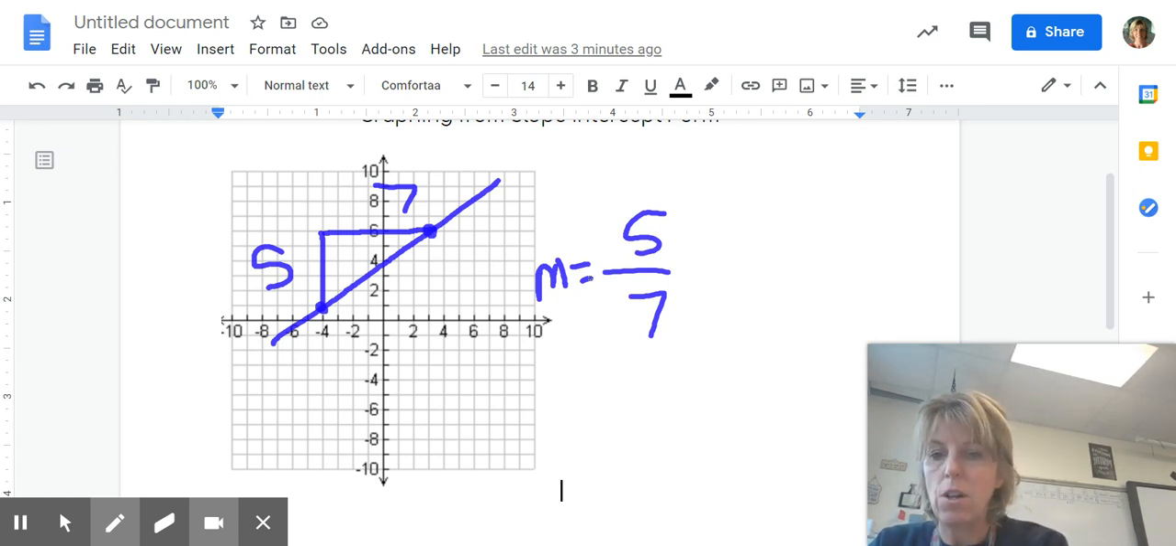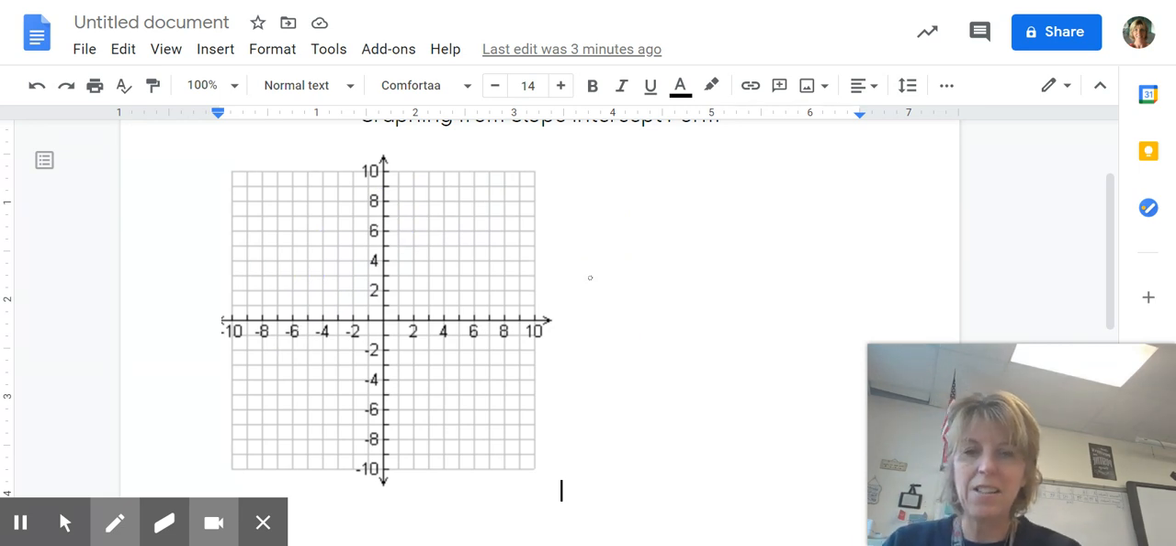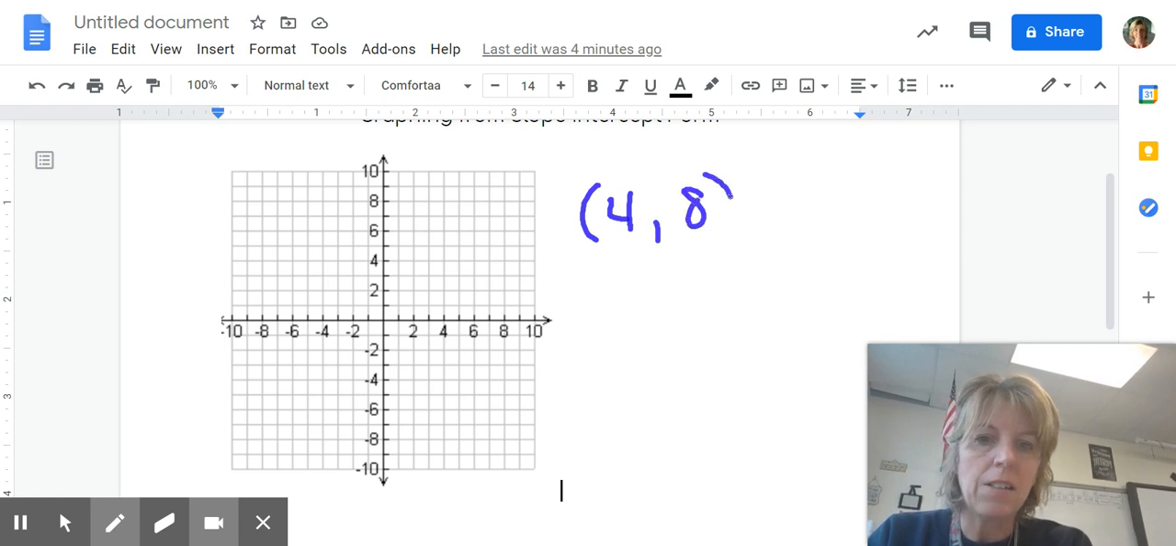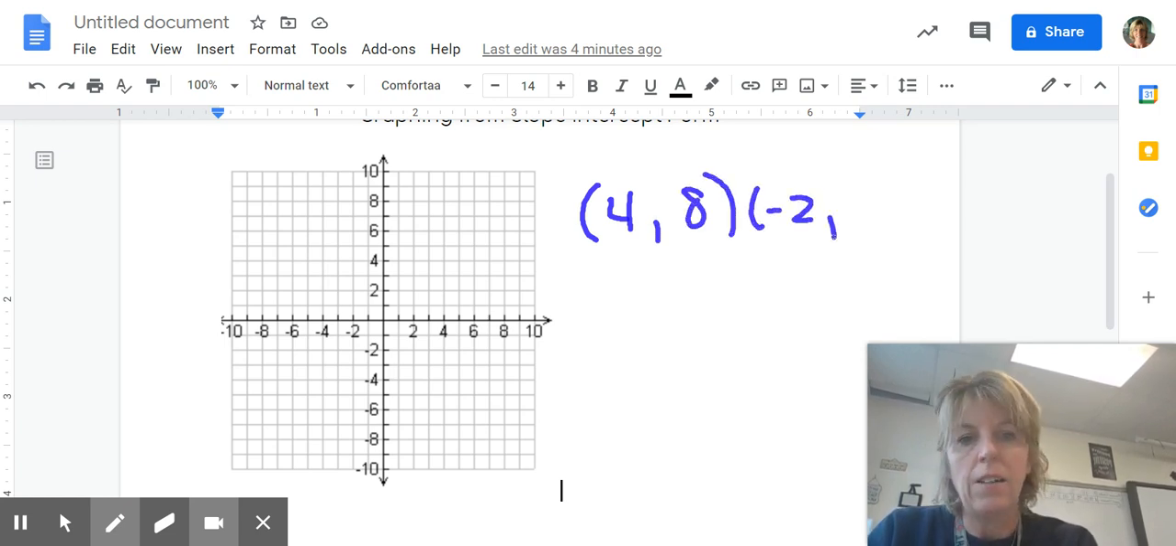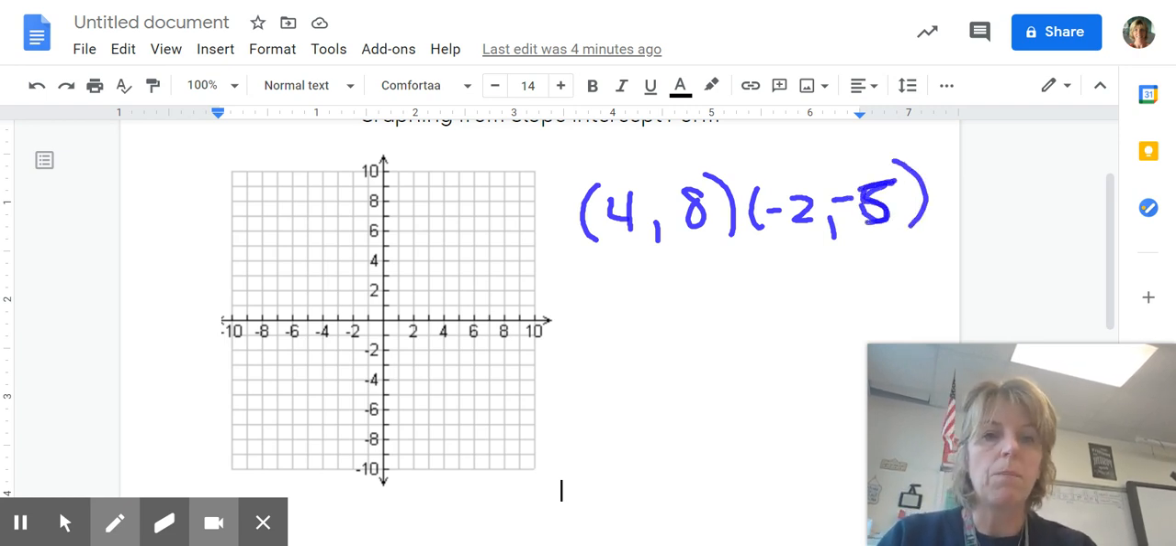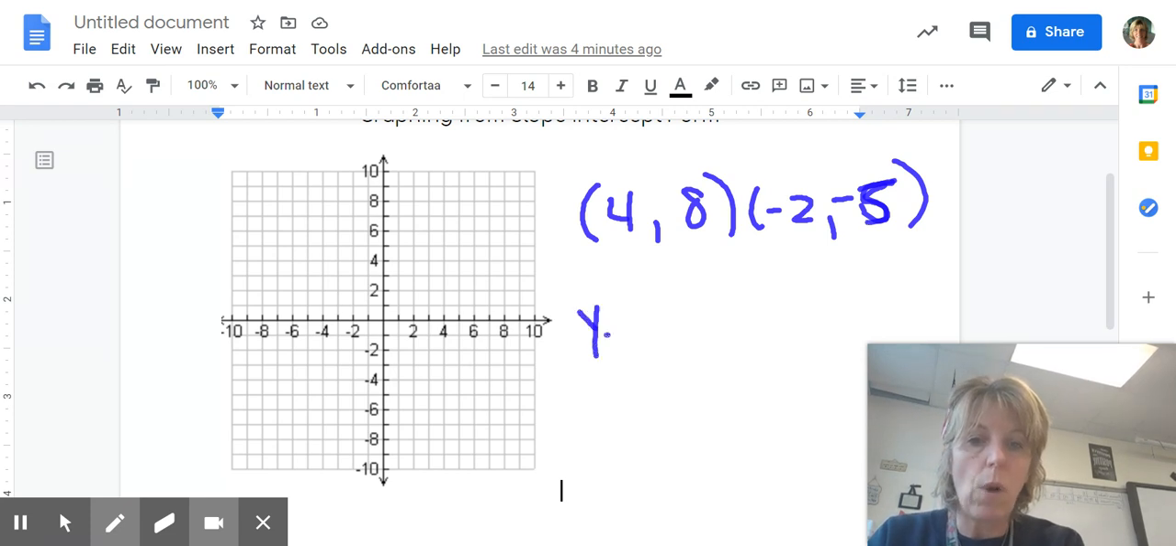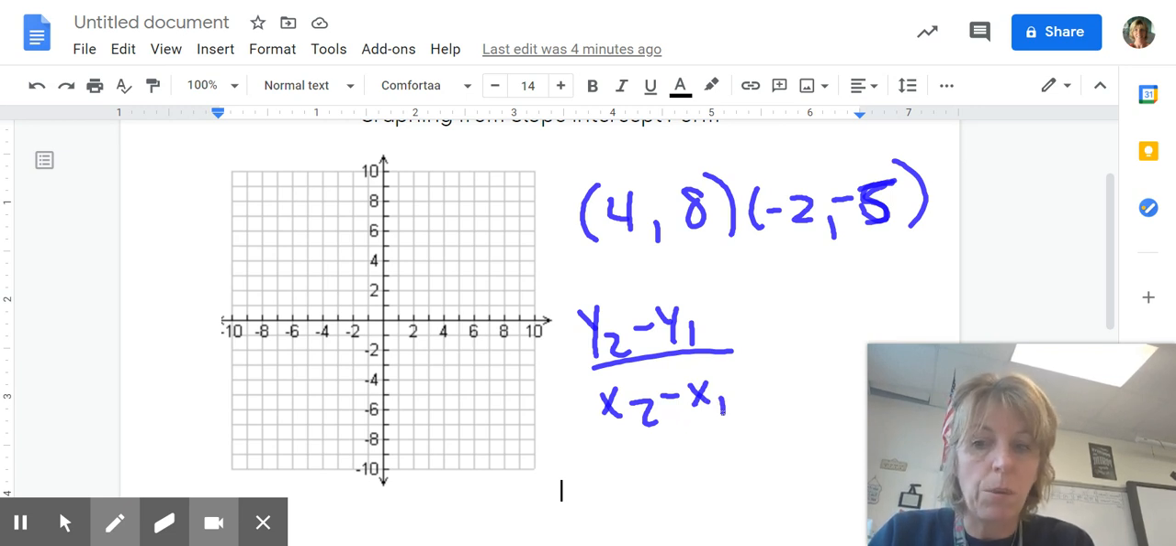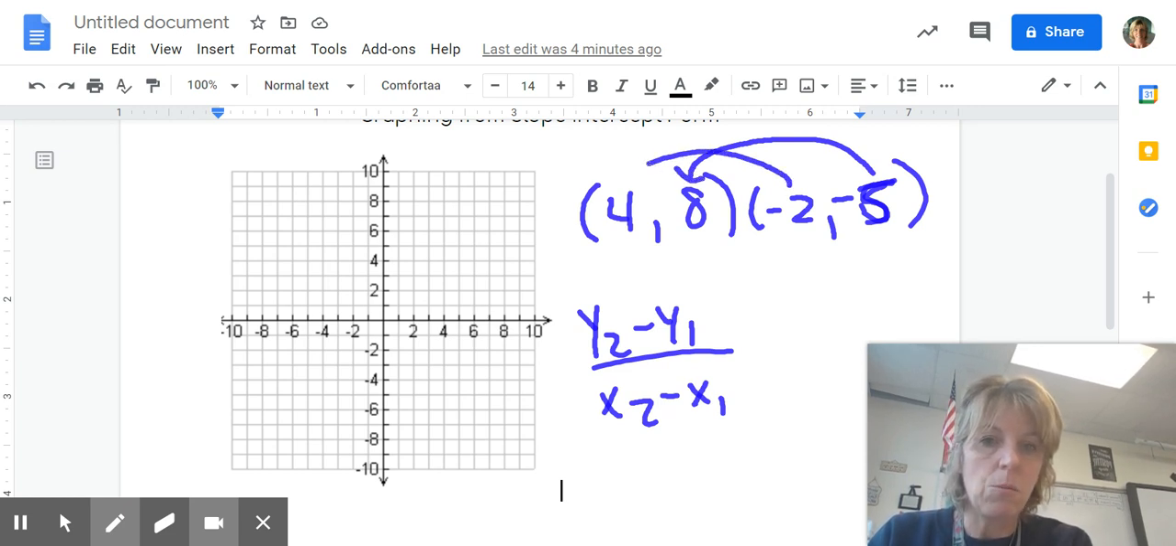The next thing that we talked about, erase that. Next thing we talked about was graphing from 2 points. So if I have 2 points, let's say that I take 4 and 8 and -2 and -5. So I'll just pick 2 points. But I'm going to solve from graphing from 2 points. The formula was y2 minus y1 divided by x2 minus x1 was the formula that we were going to do. So we're going to take y2 and subtract the first y and the second x and subtract the first x.